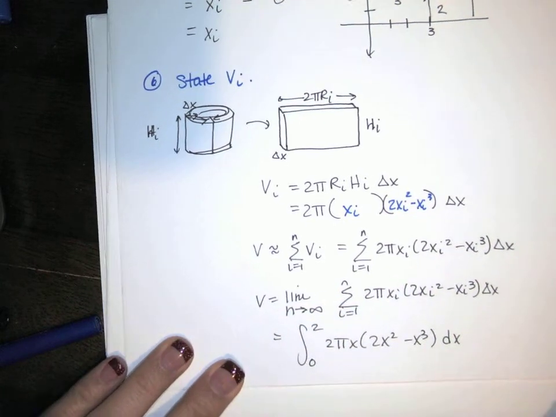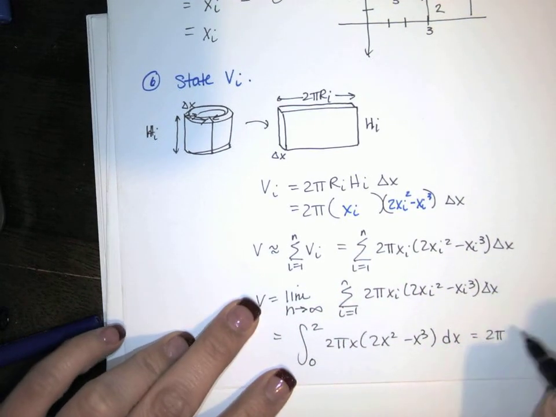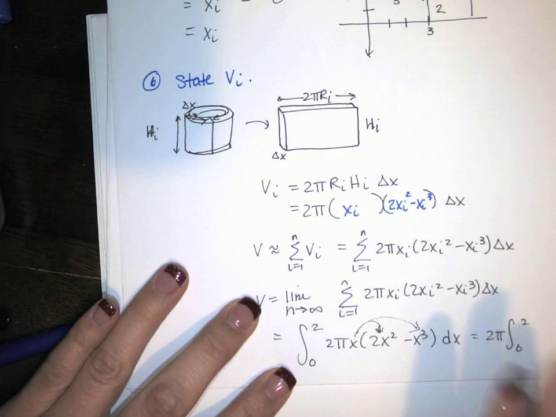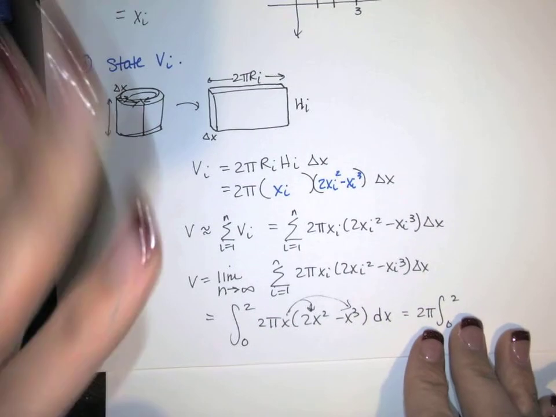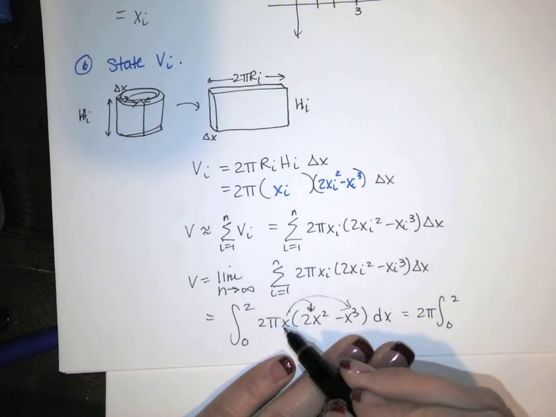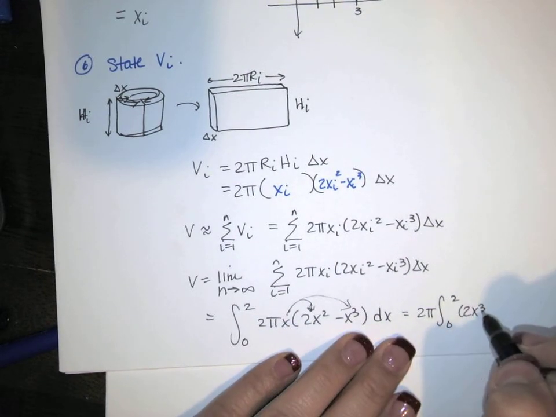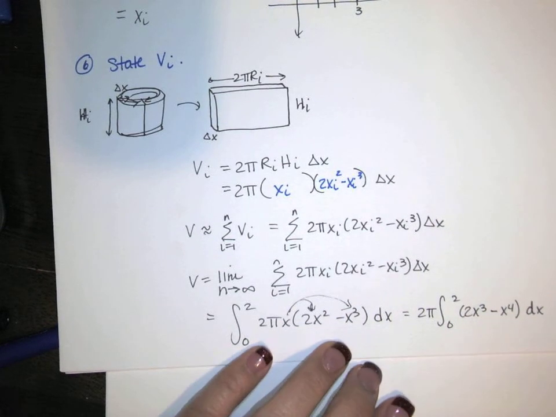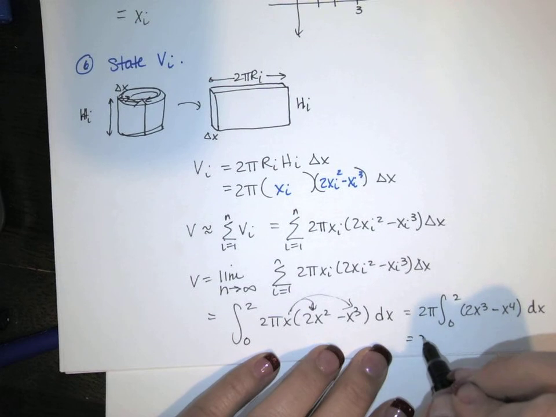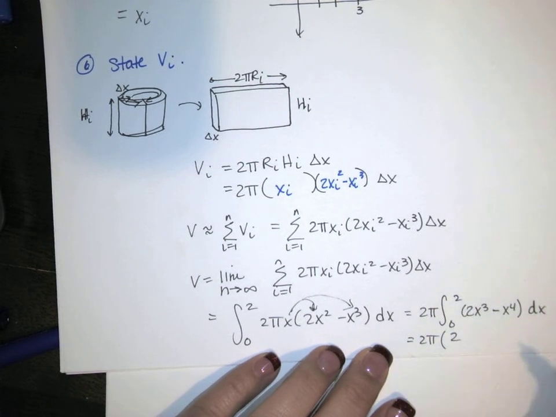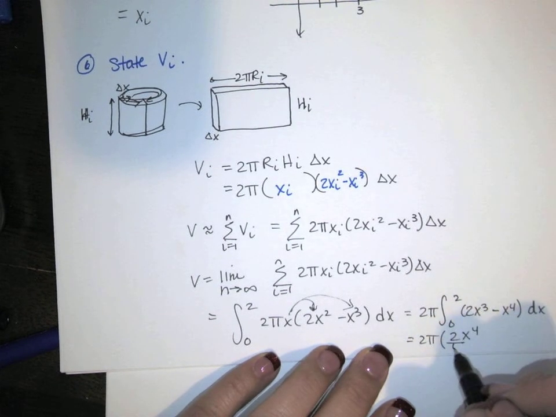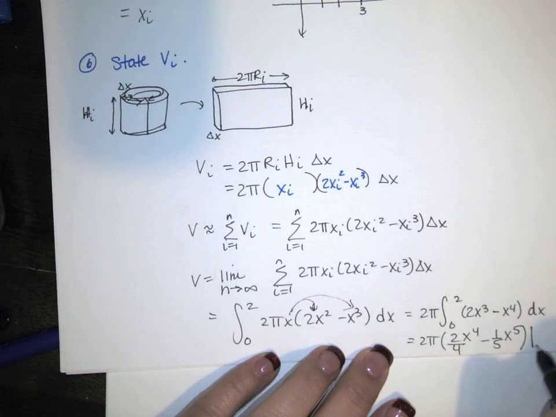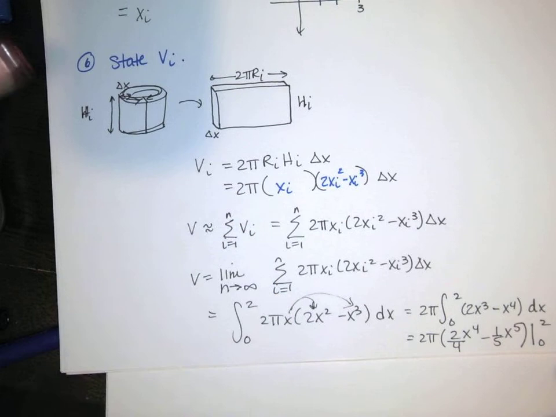Now if you factor out the 2 pi, you're going to have to distribute your x in order to get to a point where you can evaluate the integral. X times 2x squared is 2x cubed. X times negative x to the third is negative x to the fourth. Bring your 2 pi down. Bring the 2 down. Add 1 to the exponent, divide by the new exponent. Here, add 1 to the exponent, divide by the new exponent. Plug in 0 and 2 and subtract.